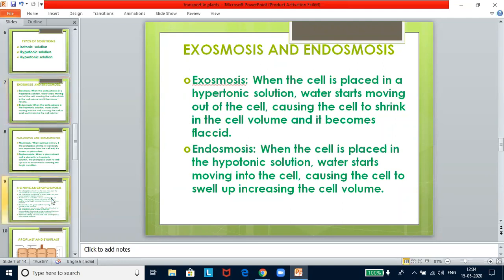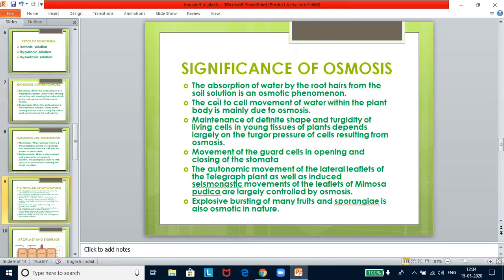Now, what is the significance of osmosis? You know that absorption of water by the root hairs from the soil solution is an osmotic phenomenon. The cell to cell movement of water within the plant body is mainly due to osmosis. It also maintains definite shape and turgidity of living cells in young tissues of plants, as it largely depends upon the turgor pressure. And turgor pressure is maintained due to osmosis.